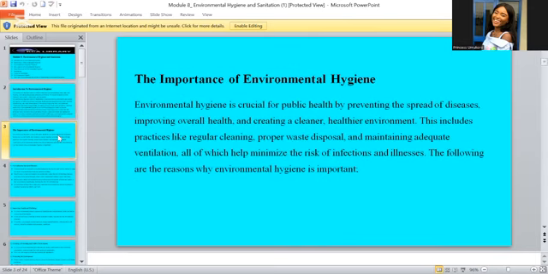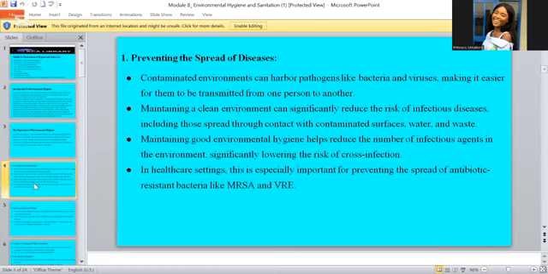Now, what is the importance of environmental hygiene? Environmental hygiene is crucial for public health by preventing the spread of diseases, improving overall health, and creating a cleaner, healthy environment. It includes practices like regular cleaning, proper waste disposal, and maintaining adequate ventilation, all of which help minimize the risk of infections and illnesses. And these are the reasons why environmental hygiene is important.